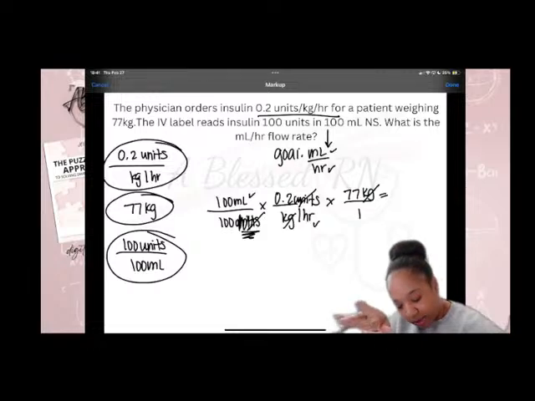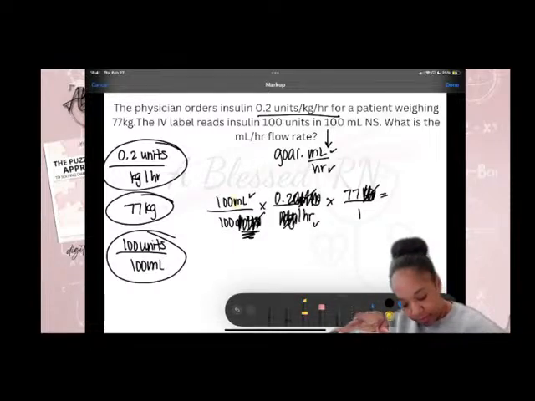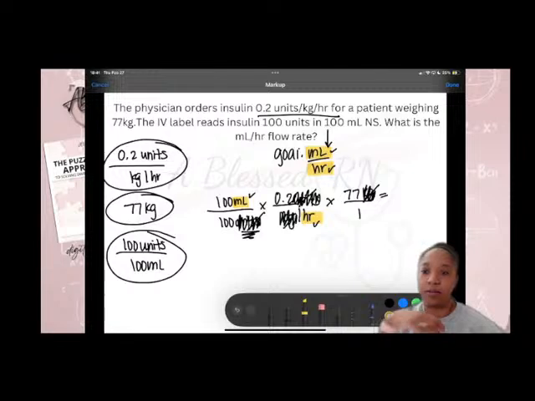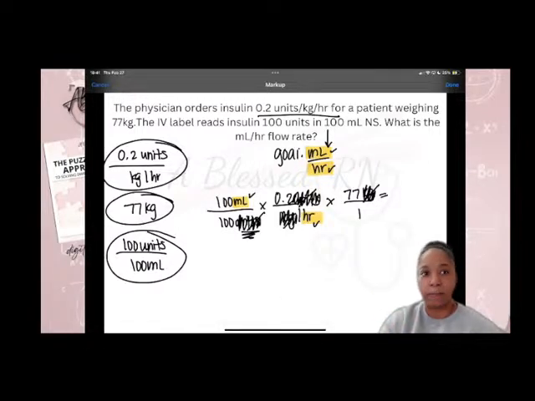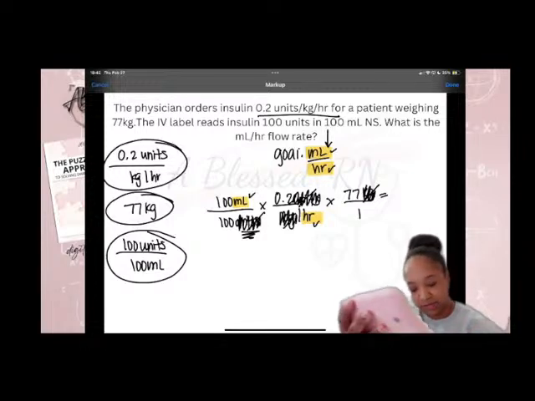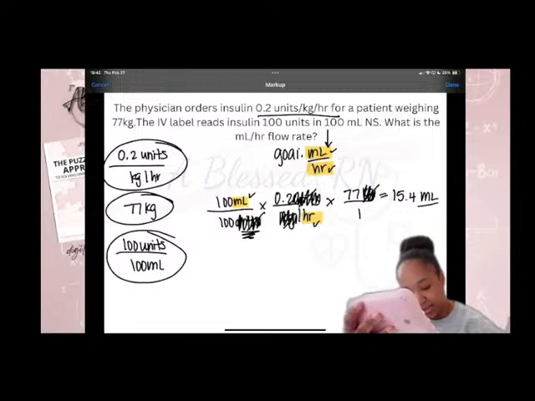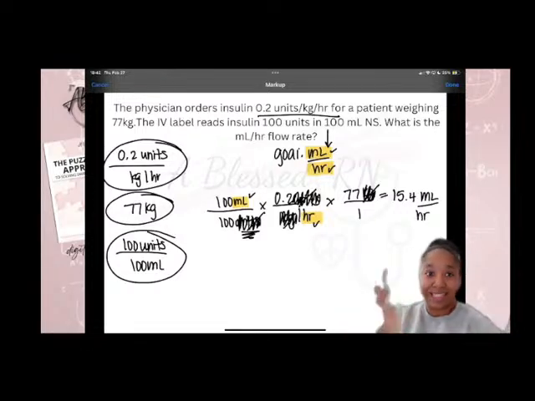So it's more like a placeholder to show you that that 77 goes on the top. So now you see all of your units of measure are gone except for milliliter on the top and hour on the bottom. Okay? That's the whole deal with dimensional analysis. You're just trying to get what the question is asking for you to solve. And you can do mostly all of your dosage calculations problems like this. Okay? So now you can do the math. So 100 times 0.2 times 77 divided by 100. It's 15.4 milliliters per hour. Y'all getting it?